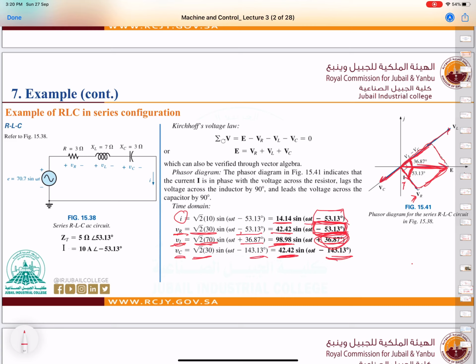I think it is clear. Try to do this example by yourself. Inshallah, you'll find it easy.